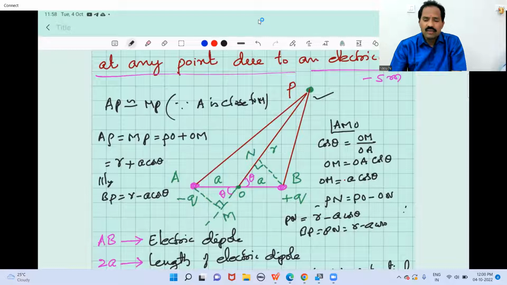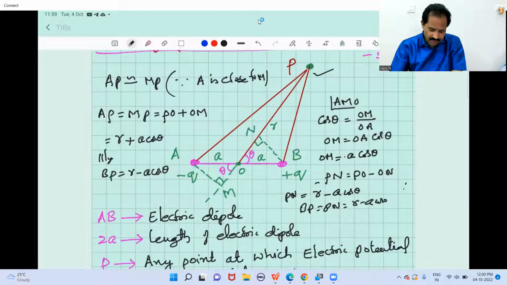Now join the points A and P and B and P. Look at the diagram. Let theta be the angle between the line joining the point P and the center with the axis of the dipole. Very simple it is. Look at the diagram, and we are supposed to find out some important terms there.